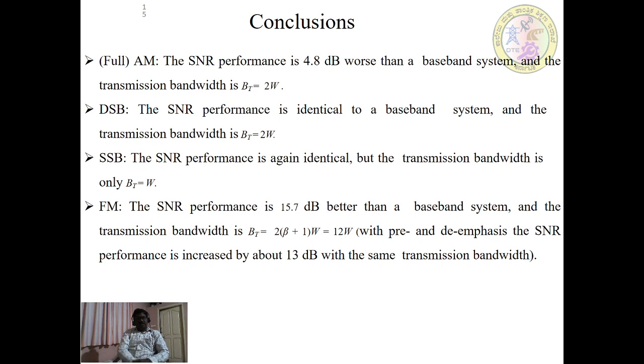For double sideband, the signal to noise ratio performance is identical to the baseband system, and the transmission bandwidth is BT equal to 2W. For single sideband, the signal to noise ratio performance is again identical, but the transmission bandwidth is only BT equal to W. For FM, the signal to noise ratio performance is 15.7 dB better than the baseband system, and the transmission bandwidth is BT equal to 2 times beta plus 1 times W, equal to 12W. With pre-emphasis and de-emphasis, the signal to noise ratio performance is increased by about 13 dB with the same transmission bandwidth.